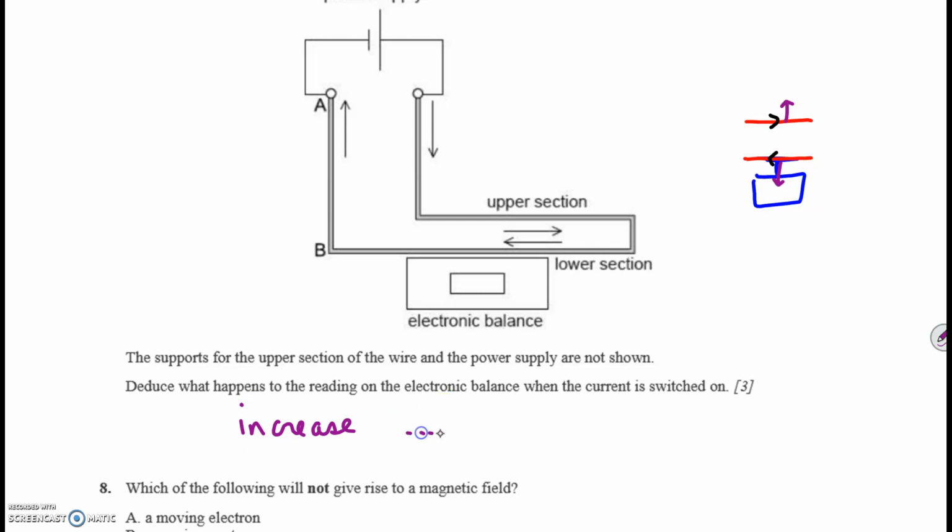And you would just explain, the wires carry current in opposite directions, so the force on the wires is repulsive, and this bottom wire then pushes down. There's more force pushing the bottom wire down into the scale, which increases the reading.